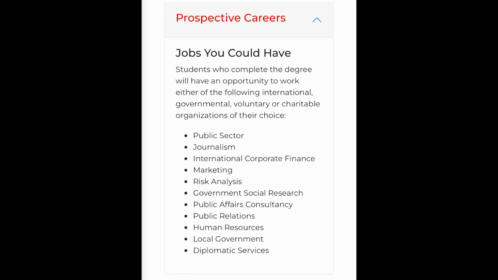So, what are the entry requirements at Africa University to study international relations? Number one, at least 2 GCE advanced level passes or a relevant diploma. Number 2, 5 O-level passes at grade C or better, including English language.